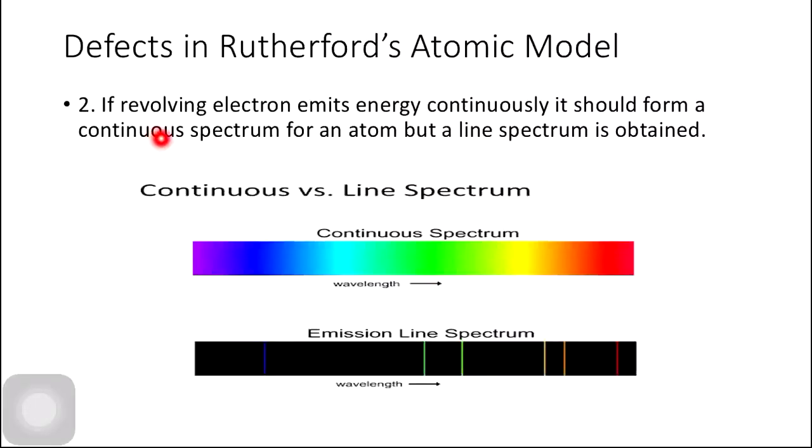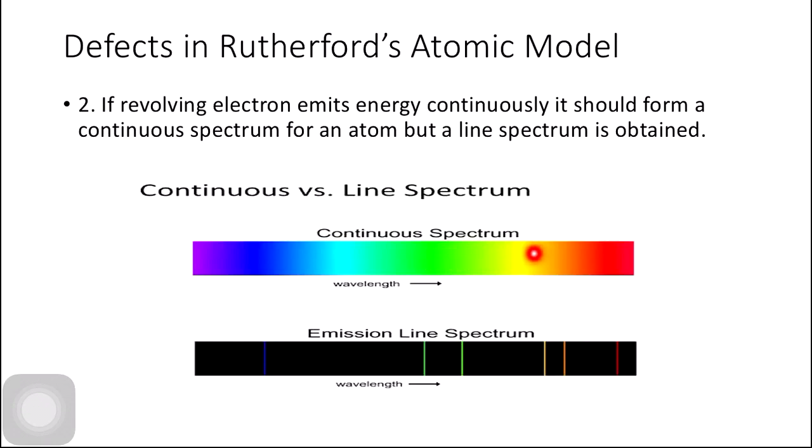Defect 2. If revolving electrons emit energy continuously, it should form a continuous spectrum for an atom, but a line spectrum is obtained. To understand this statement, just look at this image. Here, according to Rutherford, the atom releases energy continuously, so it would form a continuous spectrum. Here, this is a continuous spectrum.